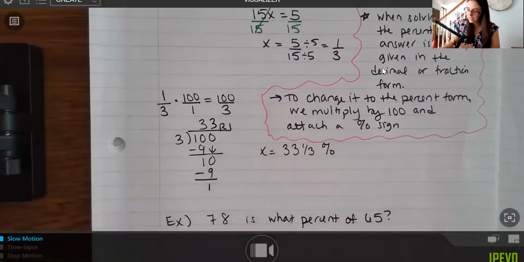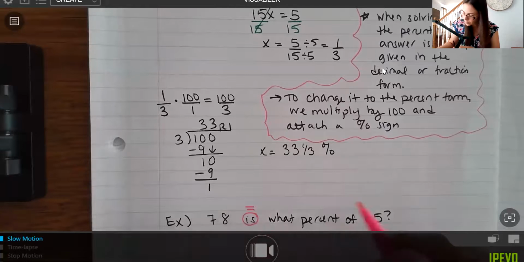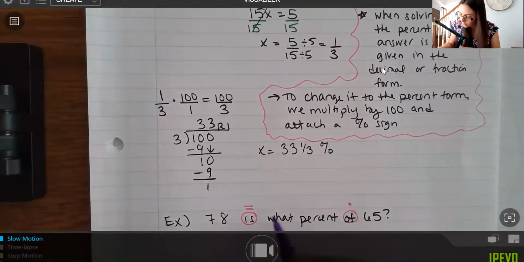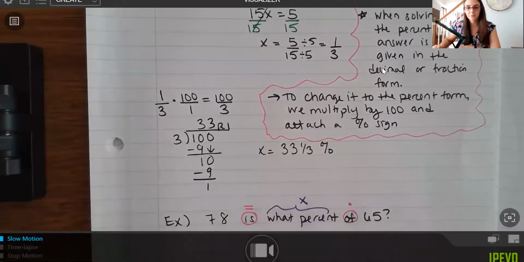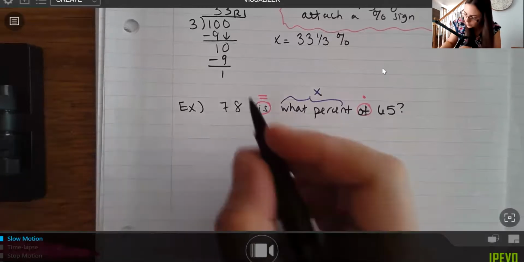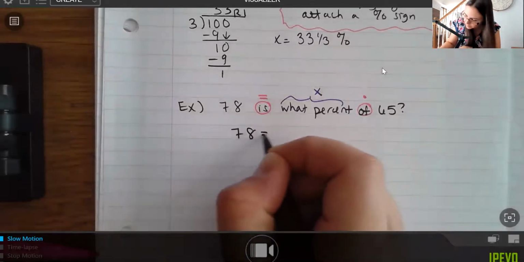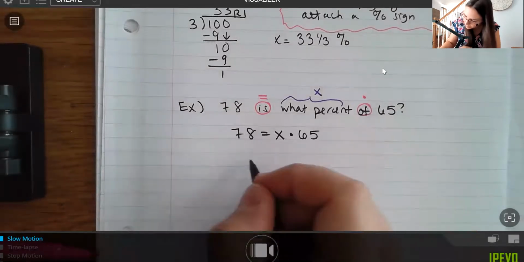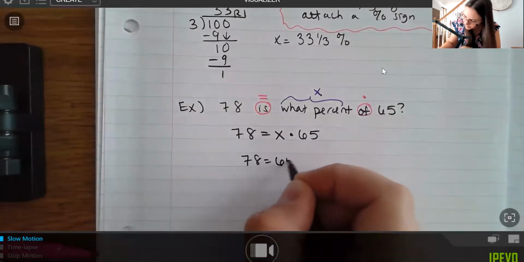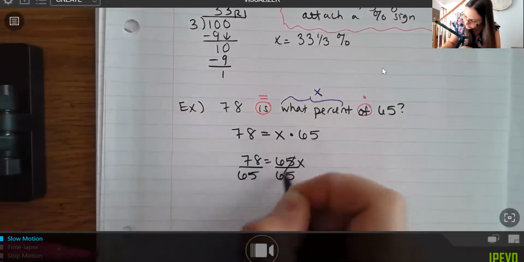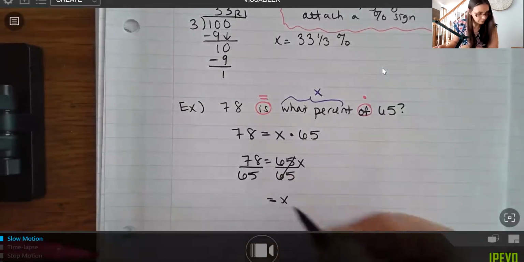So 78 is what percent of 65? So again, I'm doing another one of those where you find the percent. So I see 78 is what percent of 65? I'm just going to rewrite this with the 65 first because that's what we're used to. And I'm going to solve by dividing both sides by 65 here.